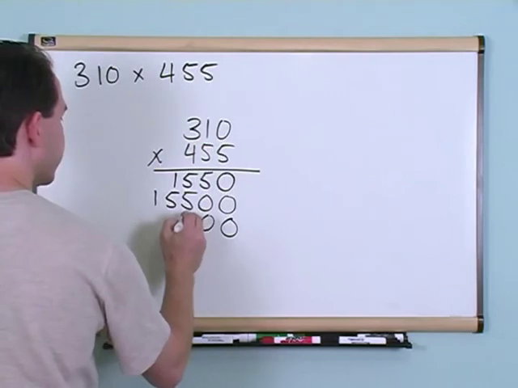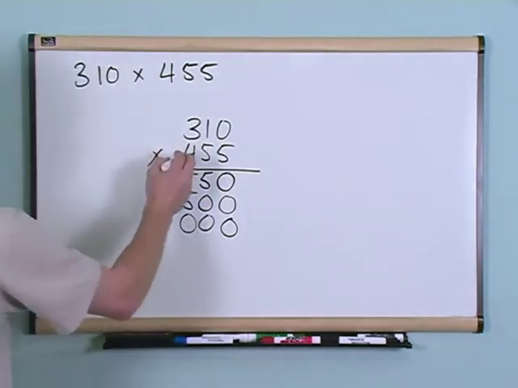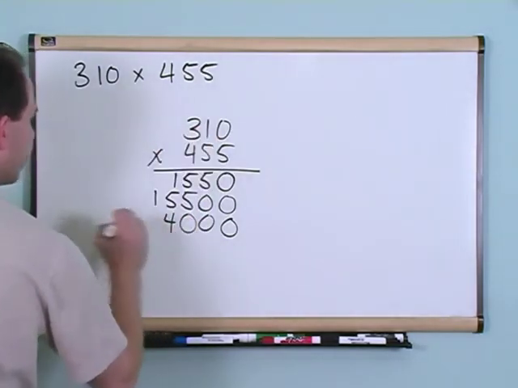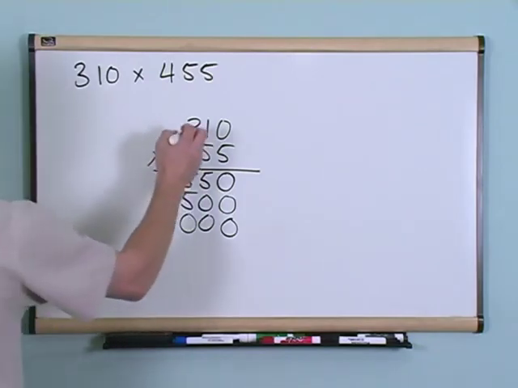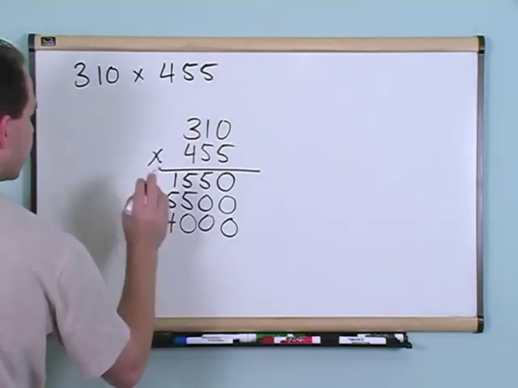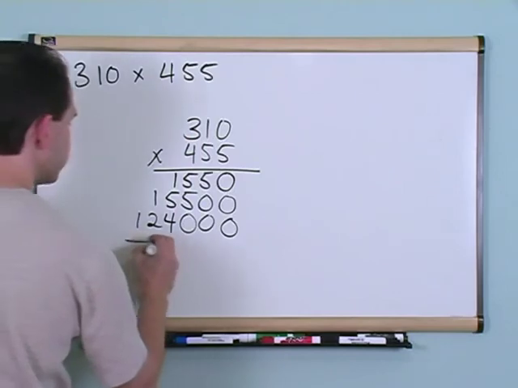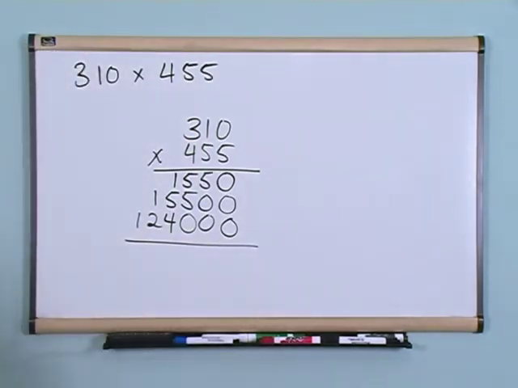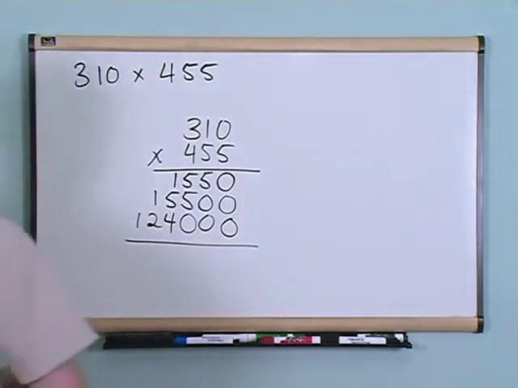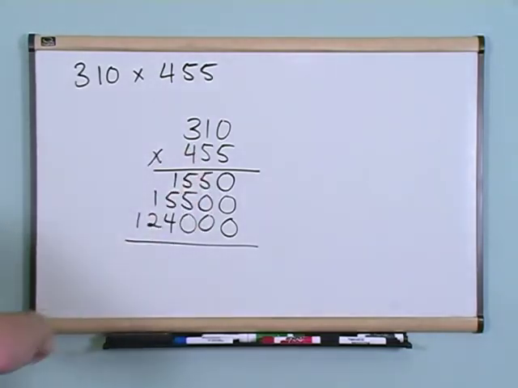4 times 0 gives me 0. 4 times 1 gives me 4. And 4 times 3 gives me 12, so I write that down. Now that I have all of this written down, I need to add them up.